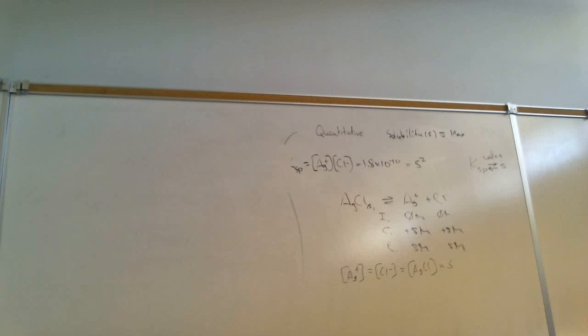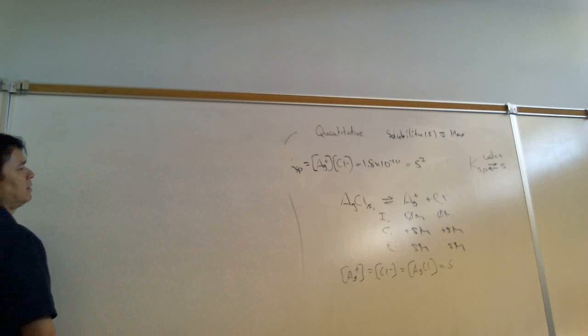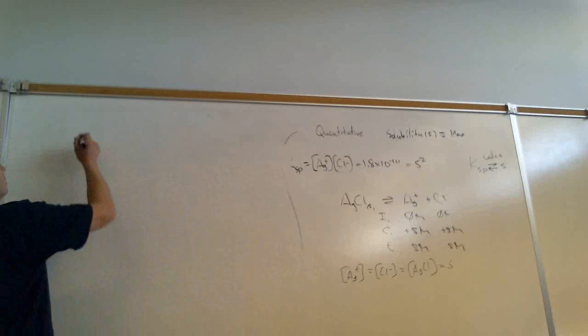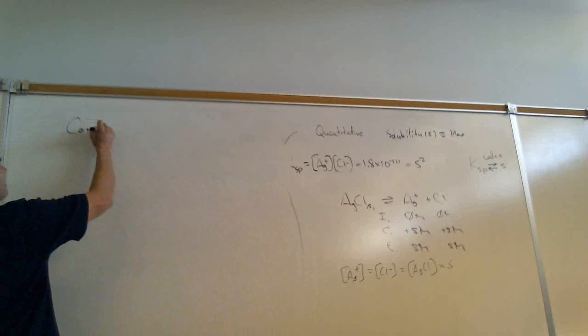Or simple questions that were from the lab, like precipitation. And so the first type of calculation we're going to do is influencing the solubility via the common ion effect.